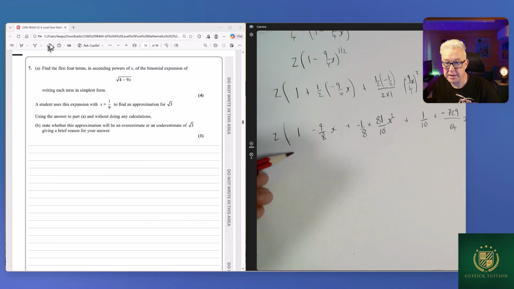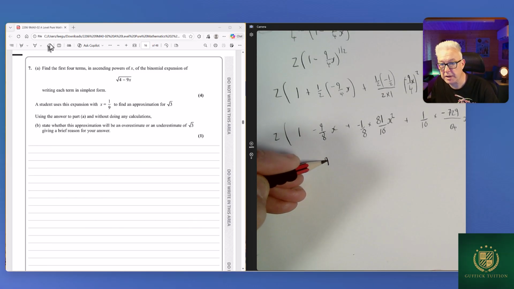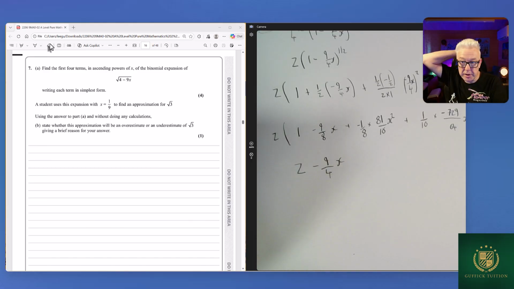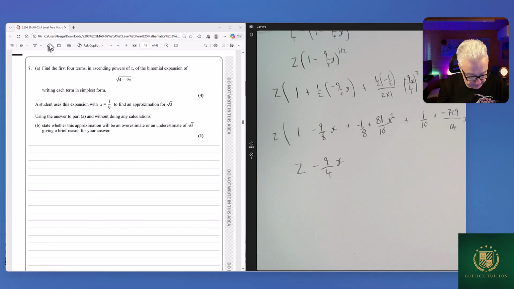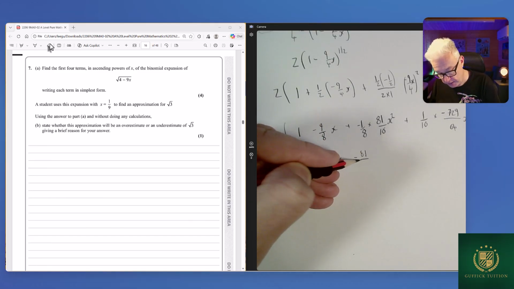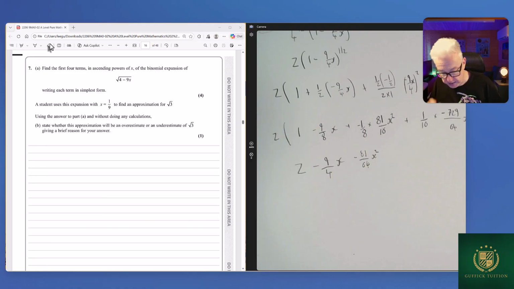Right, so let's collect all this together then. So we're going to have 2, so that times that is going to be 2, and it's going to be minus 9 over 4x. Okay, and then the next one is going to be, what are we going to have? Let's work out this fraction. So 81 over 16 times an eighth, and then times 2 is going to give me minus 81 over 64. So that is minus 81 over 64 x squared when we simplify that.